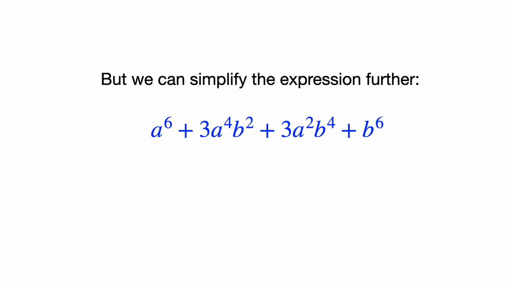But we can simplify this expression a little further. Glancing at it for a bit, we'll realize that it's actually equal to a squared plus b squared quantity cubed. You can check it by just applying the binomial formula. But a squared plus b squared is z, so it is actually equal to z cubed. So we verified that we actually do get x squared plus y squared is z cubed.